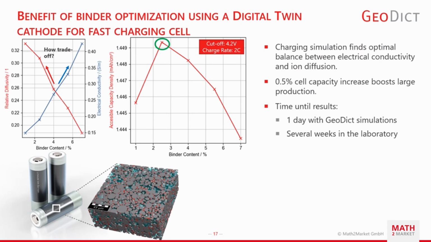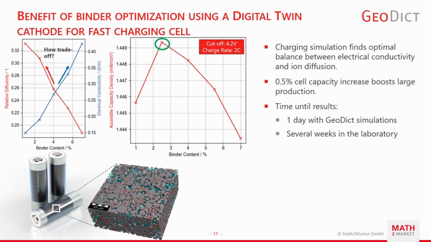Okay, but what can you do now if you have the microstructure of the electrode inside of GeoDict? And just to show you the potential of the microstructure optimization with digital methods, I just want to stress the question of binder content in a cathode, because here you have a classical problem in material science.